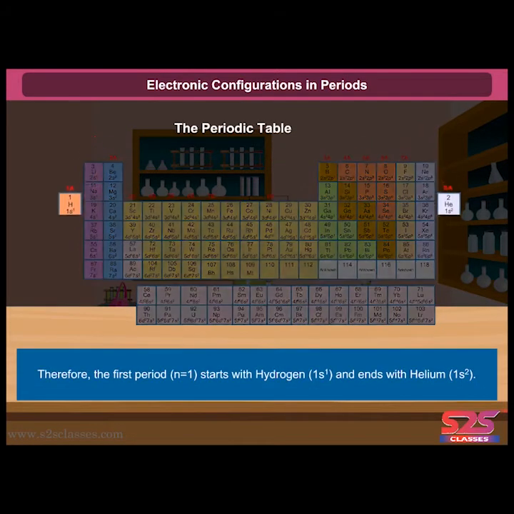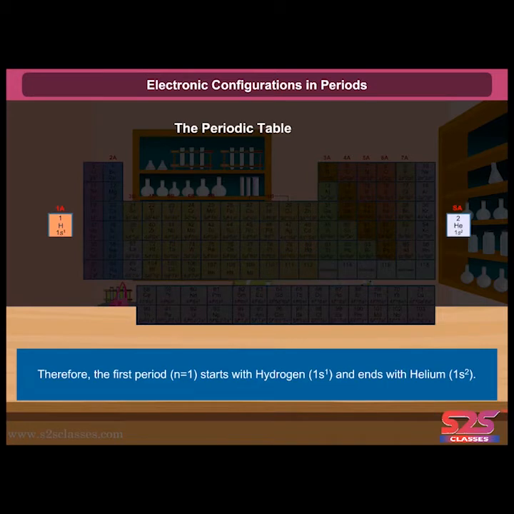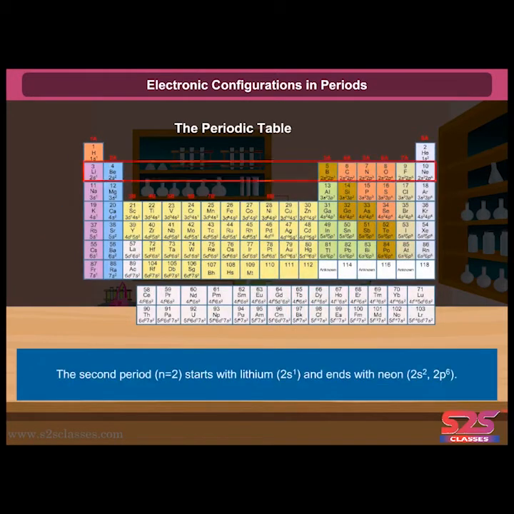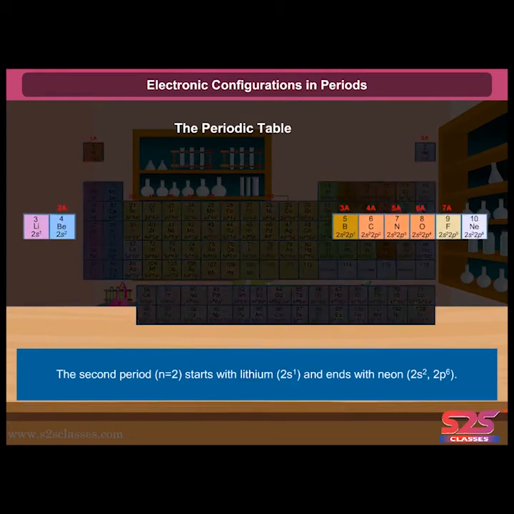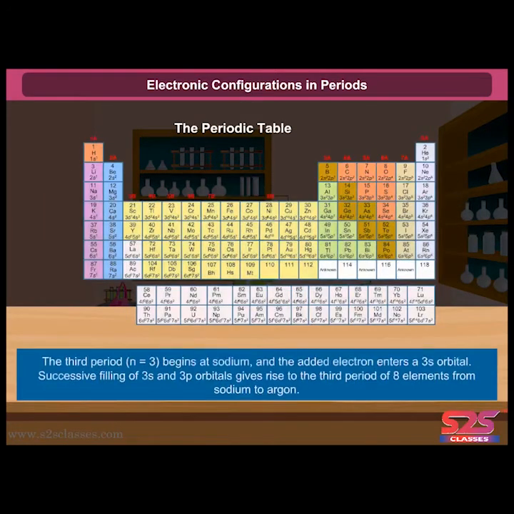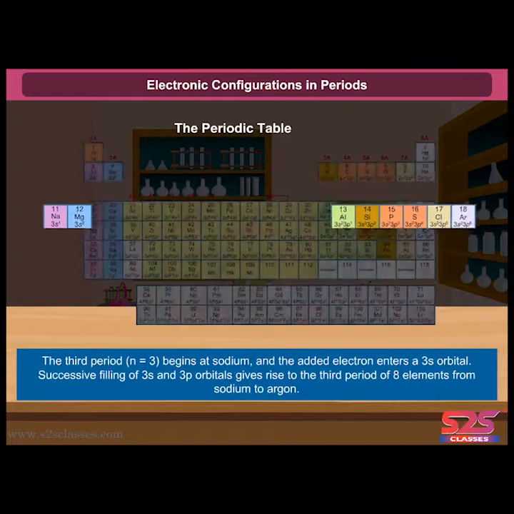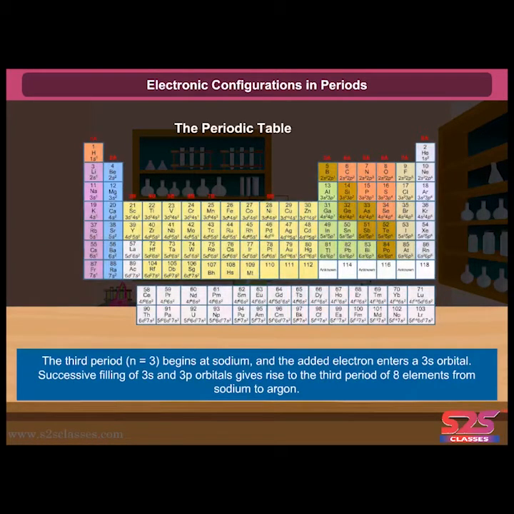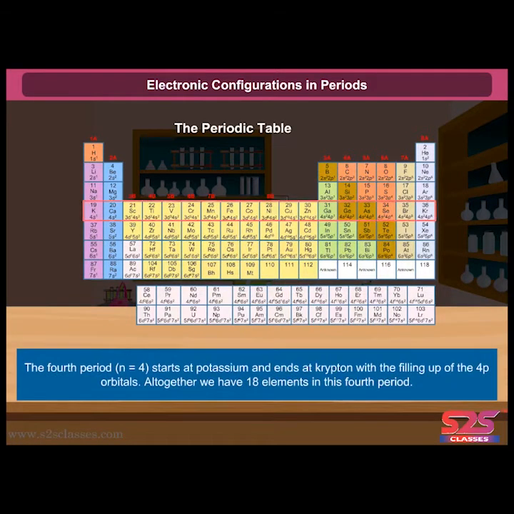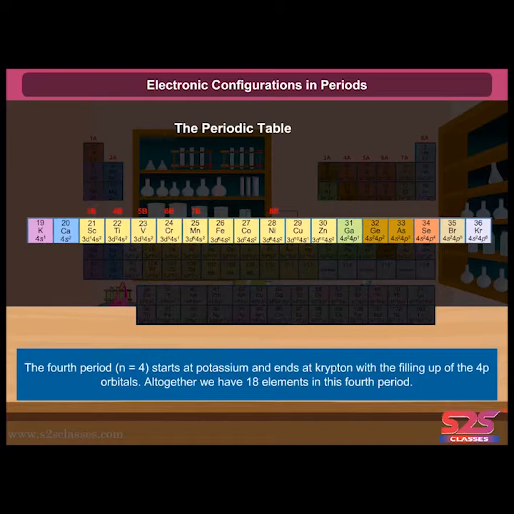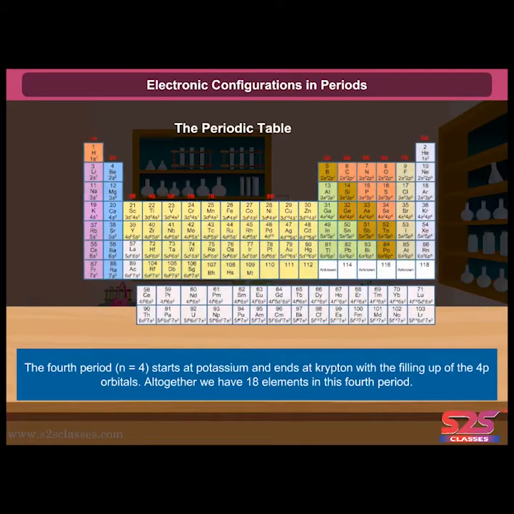Therefore, the first period, n equal to 1, starts with hydrogen and ends with helium. The second period, n equal to 2, starts with lithium and ends with neon. The third period, n equal to 3, begins at sodium and the added electron enters a 3s orbital. Successive filling of 3s and 3p orbitals gives rise to the third period of 8 elements from sodium to argon. The fourth period, n equal to 4, starts at potassium and ends at krypton with the filling up of the 4p orbitals. Altogether, we have 18 elements in this fourth period.